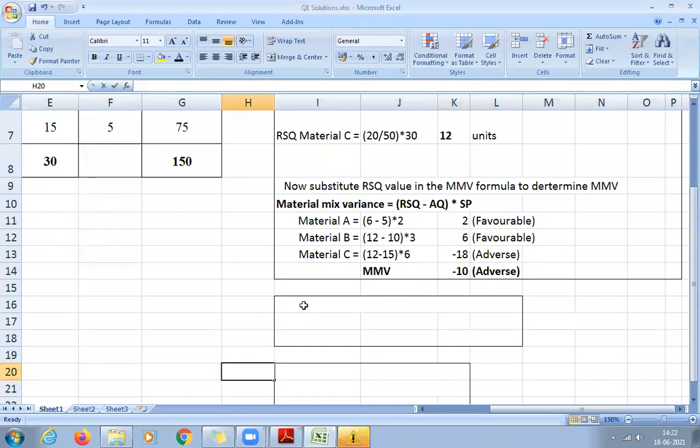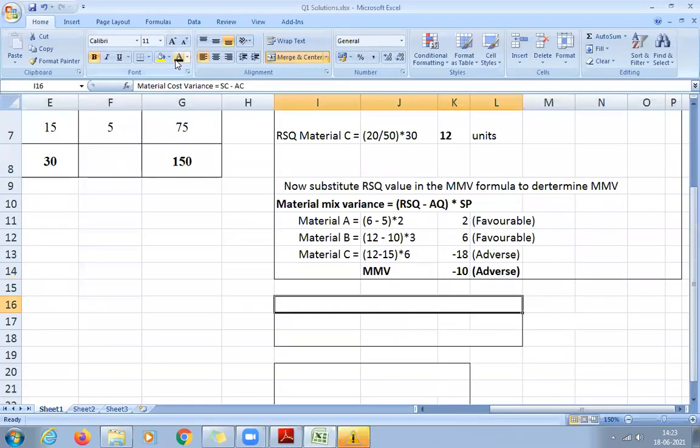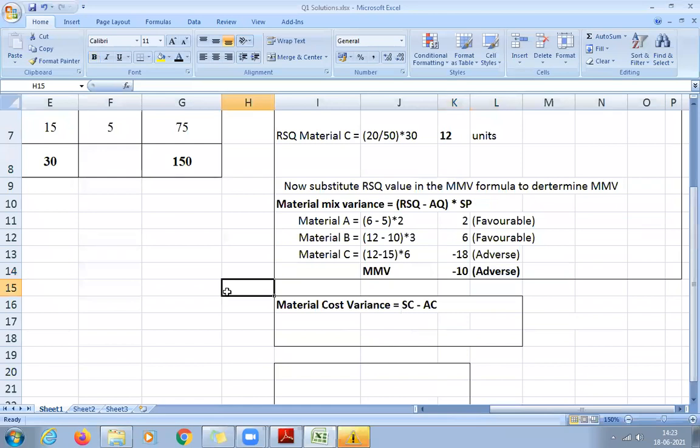Next, we have to calculate what? Material cost variance. That is what he has given there in the question. Material mix variance we just calculated. Now we have to calculate material cost variance. So let us write down. The formula is standard cost minus actual cost. So how to get standard cost? That is standard quantity multiplied by standard price. And similarly actual cost is actual quantity into actual price.